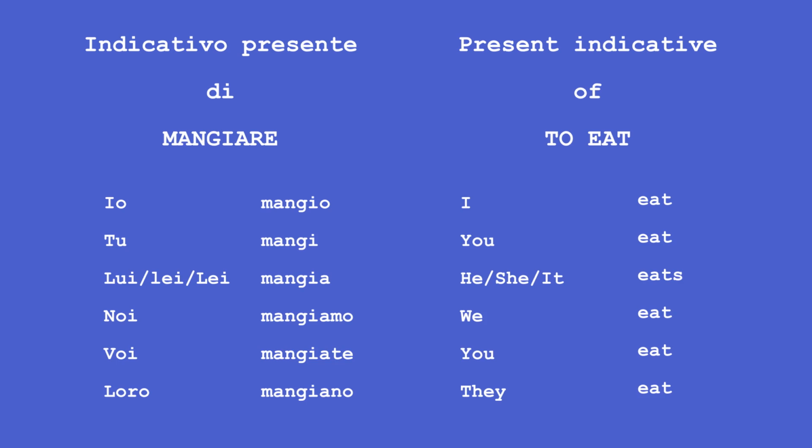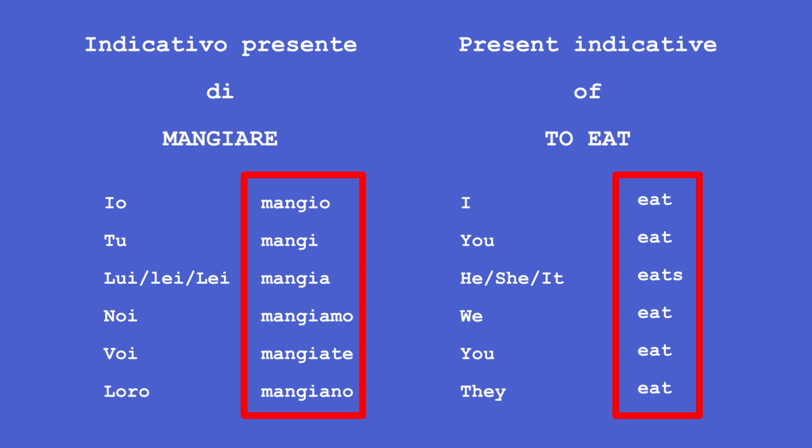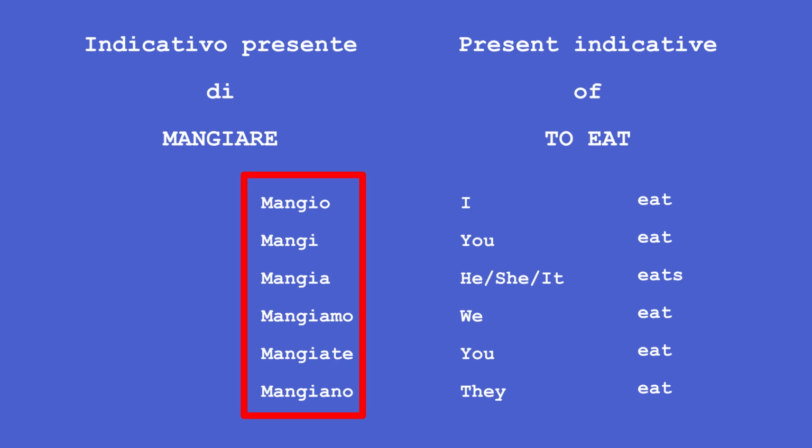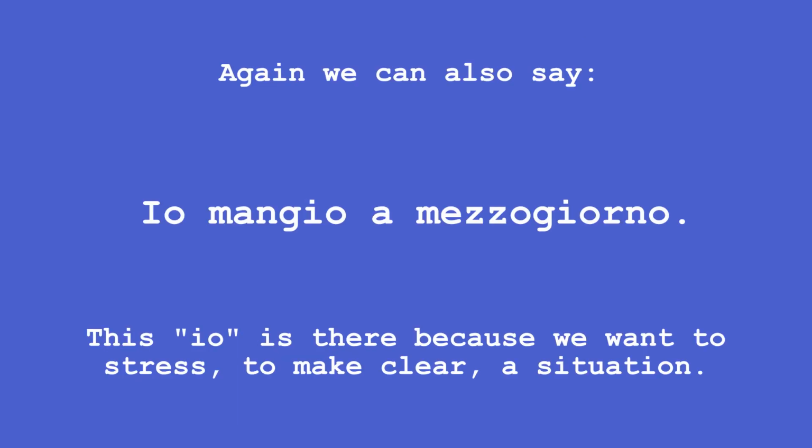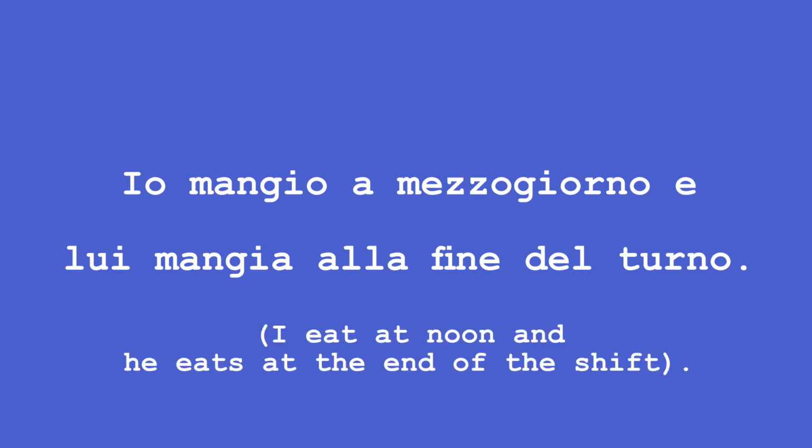Again, the conjugation of the verb to eat is almost always the same apart from the third person singular. If we look at the Italian conjugations, they are different for each single person. This is why we can start a sentence with the verb, because the subject is in the conjugation. Again, we can also say io mangio a mezzogiorno. This io is there because we want to stress, to make clear a situation. For instance, like in this sentence: io mangio a mezzogiorno e lui mangia alla fine del turno. I eat at noon and he eats at the end of the shift.